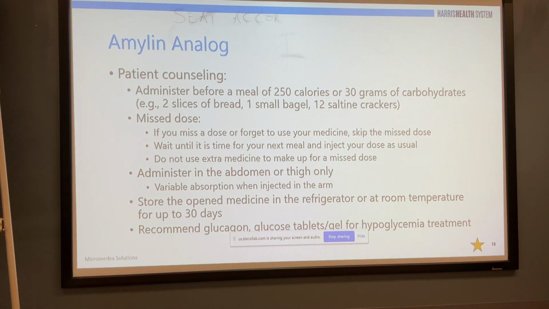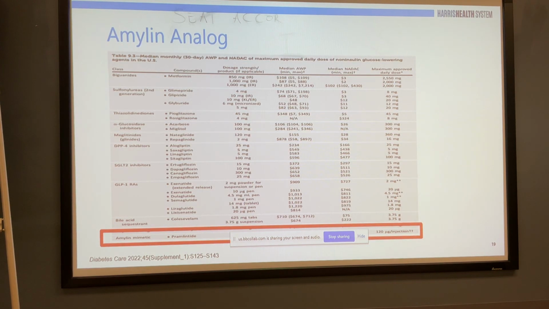All right, so the guidelines now have done a good job of including cost to let clinicians know how much these agents are, because some of this stuff is pricey. Just for reference, the max dose of the amylin mimetic is about $3,000. It's cut off here, but I think it was like $2,700 for a pen, which is very expensive. But there are patient assistance programs and co-pay cards available for this product.